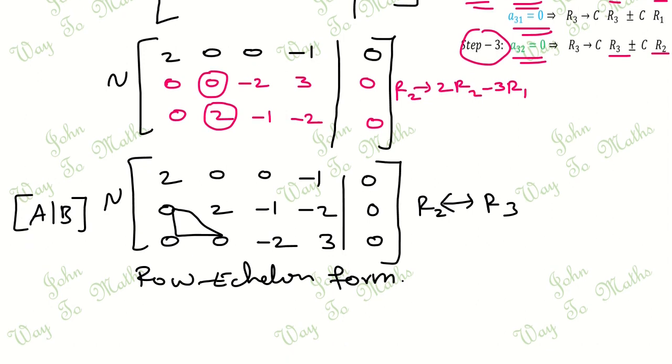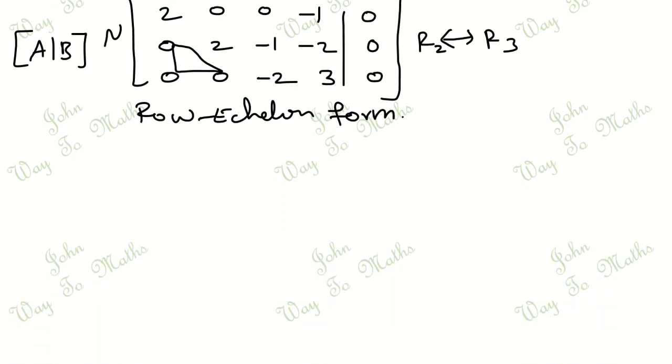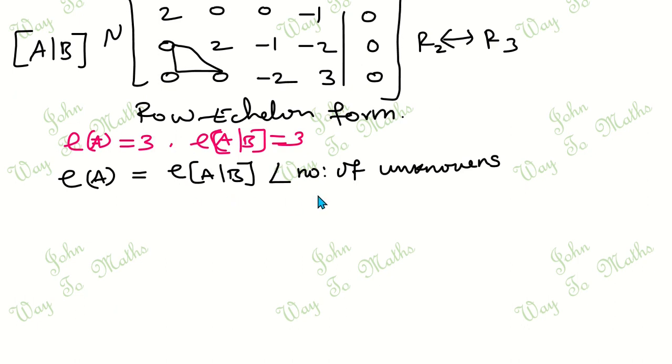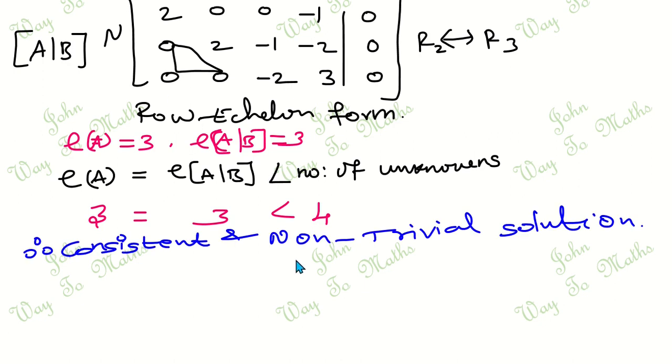Here the rank of the A matrix becomes 3. The rank of the augmented matrix is also 3. So therefore rank of A is equal to 3. Then the augmented matrix A bar B's rank is also 3. So we know that the condition becomes rank of A is equal to the rank of the augmented matrix is less than the number of unknowns. So there are 4 unknowns, which is greater than the rank 3, so the system is consistent and has a non-trivial solution.